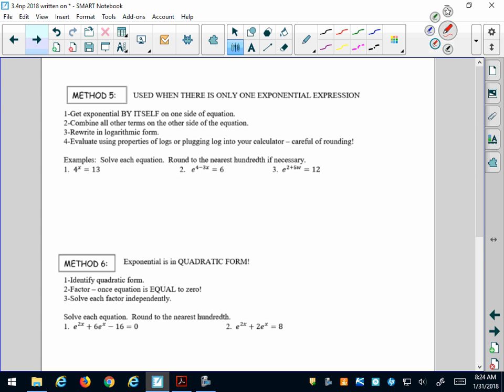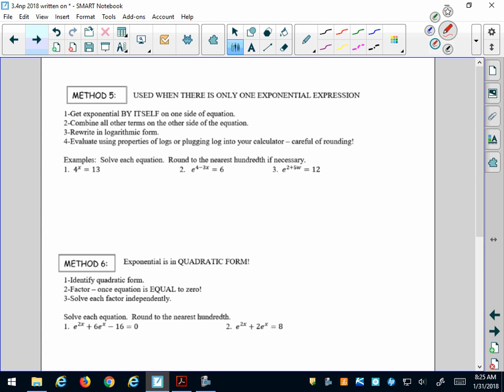Method 5 is when there's only one exponential expression. And this is basically just converting your exponentials into logs. But in order to do that, you first have to isolate that exponential. So if there's anything with the exponential on one side, you have to get rid of it. Like if this said 4 to the x and then it was plus 5, we would have to subtract 5 from both sides first. You got to isolate the exponential first.